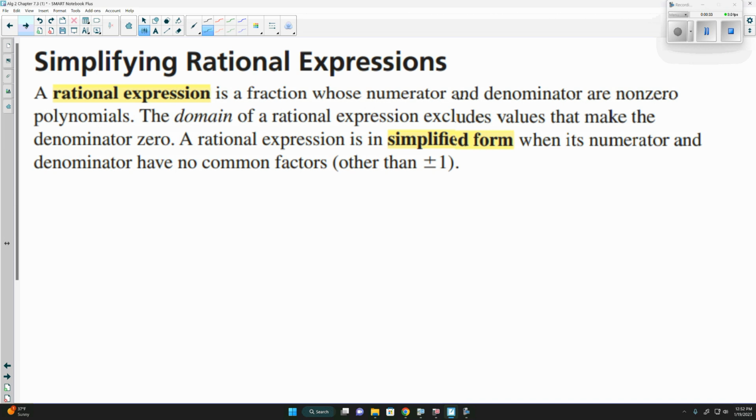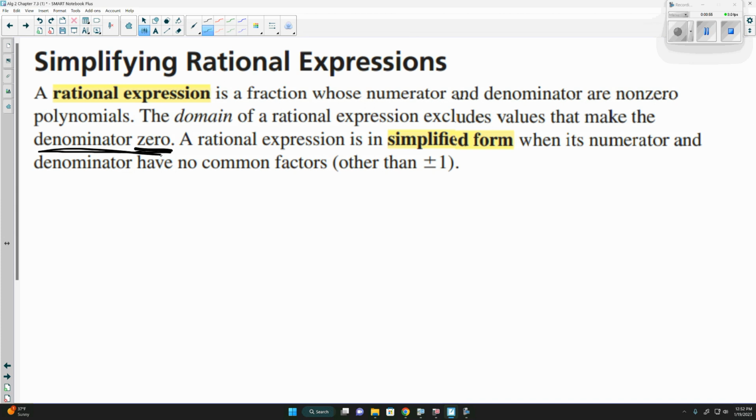Now the domain, the values that we can plug in for x, the x values of the domain of the rational expression, cannot be values that make the denominator be 0. Any value of x that would make the denominator 0 is what we're going to call a restriction. We're going to restrict those values.